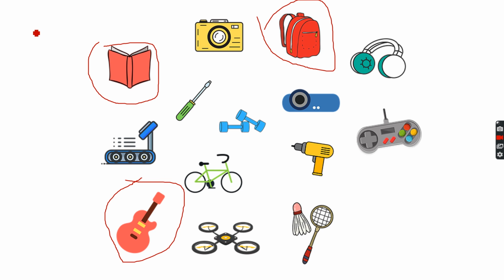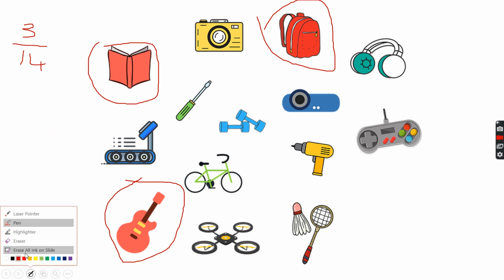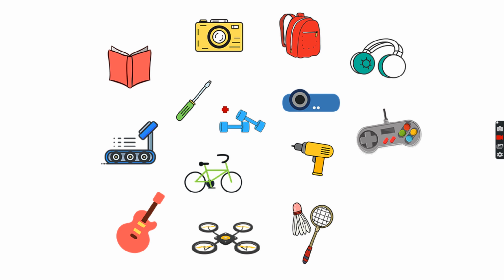So the probability that I randomly pick a red thing would be 3 out of 1, 2, 3, 4, 5, 6, 7, 8, 9, 10, 11, 12, 13, 14. So 3 out of 14 things are red. Great, that's probability. Let's do some more probability.